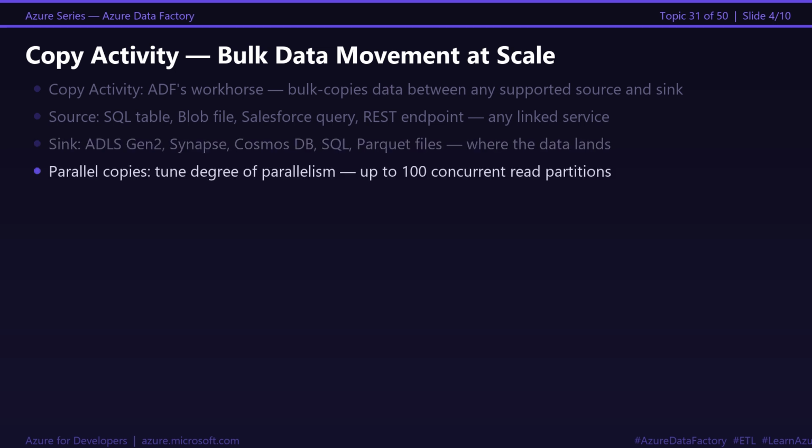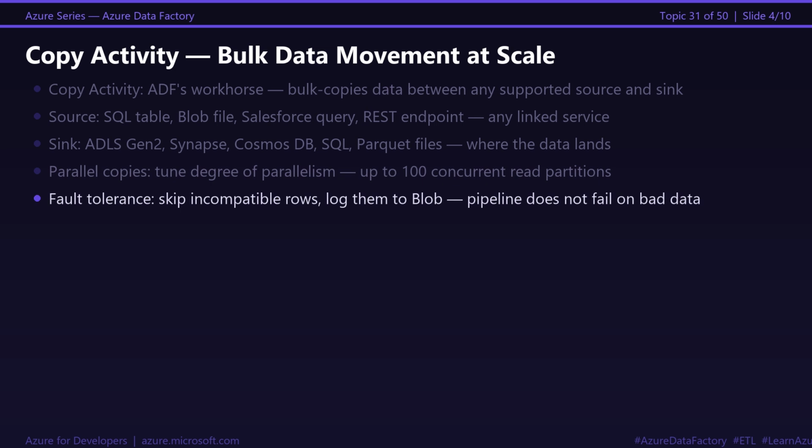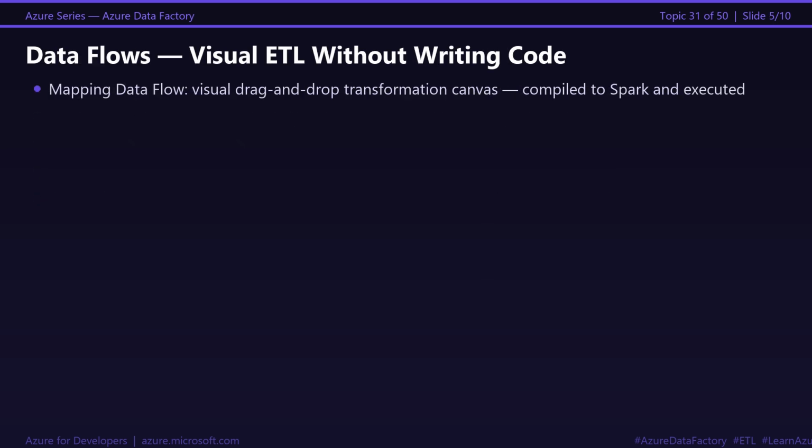Parallel copies let you tune how aggressively ADF reads from the source. Fault tolerance lets you log bad rows and keep going. The few dirty records do not abort a full multi-hour load job. Most tutorials skip this. Don't.